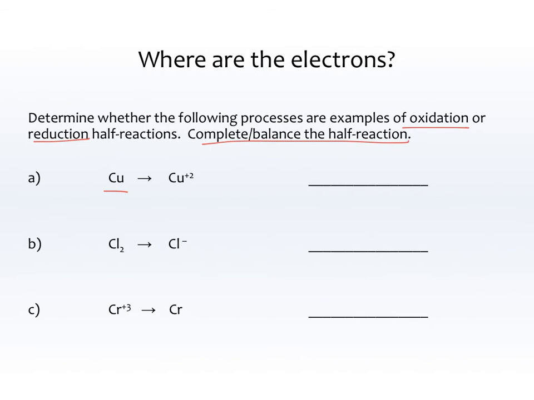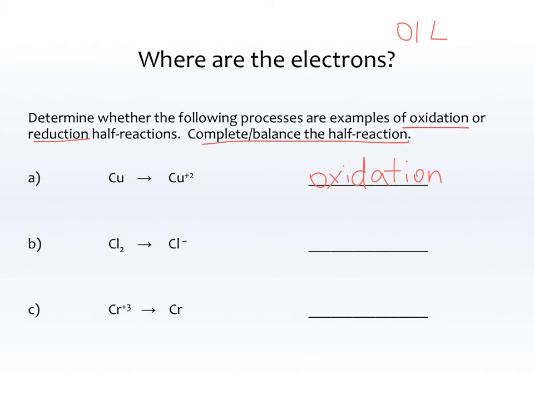So notice I have copper turning into copper plus 2. The copper on the left is elemental copper. That's plain the element, so the copper on the left has an oxidation number of 0. Oxidation is loss of electrons, gain in charge. So here I'm going from 0 to plus 2. That is a gain in charge. So this is oxidation.